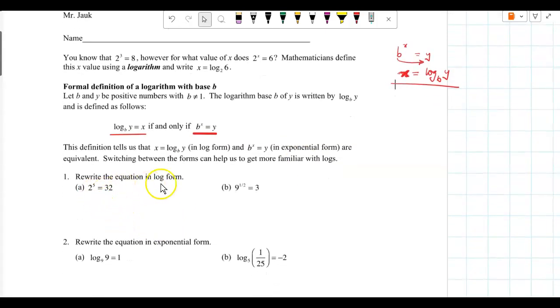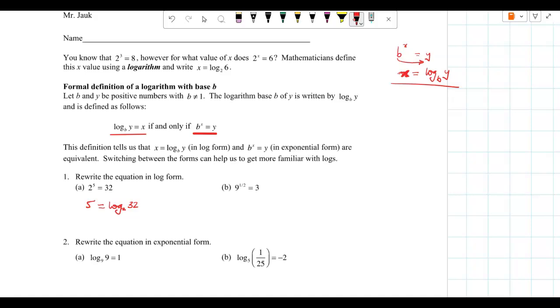This one, if you want to write a log equation, what will you do? What is the base over here? The base becomes the base for log. 2 is the base. That will become the base on the other side. So log 32 to the base 2 is equal to 5. The power will become the answer, and the base will become the base on the other side.